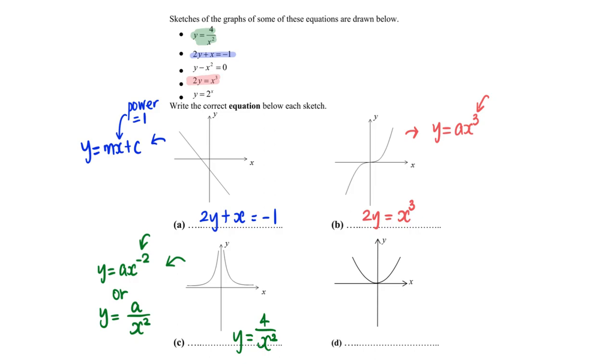And for the last one, it is a quadratic graph. So the power is 2. And for all the options, this is the only option where the power is 2. With that, we have come to the end of this question. Let's move on to the next question.